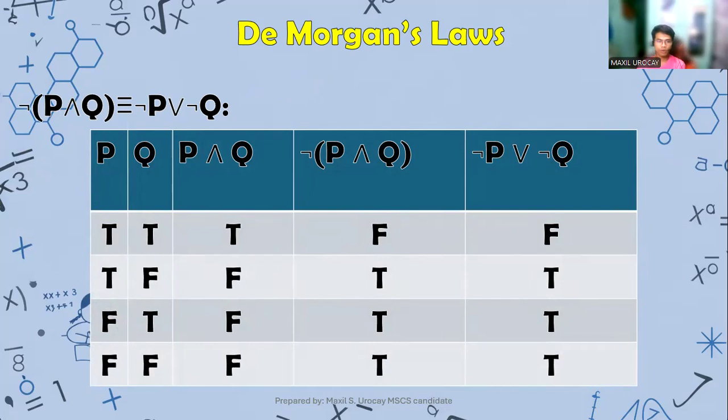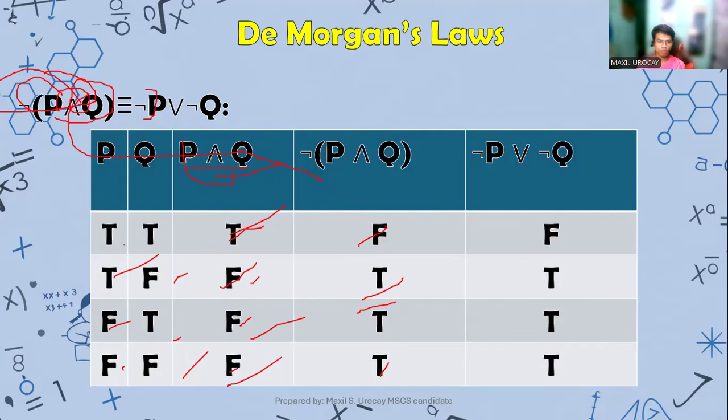First, P and Q. Let's calculate P and Q. True times true is true. True and false is false. False and true is false. False and false is false. Very good. Now, calculate the not. Negate the P and Q. So how do we negate that? True will become false. False will become true. False will become true. False will become true. So this is the value for this one.